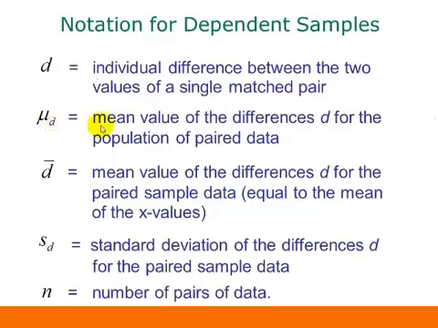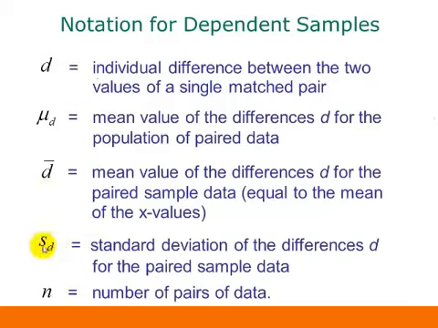Mu sub D is the mean value of the differences D for the population of paired data. In other words, if we could look at all the possible pairs and find the difference for each one, and then find the mean for those differences, that would be our mu sub D. D bar is the sample mean of the differences. In other words, when we take our sample, we'll have a certain number of pairs of values, we'll find the differences, and then from those differences we'll find the mean.